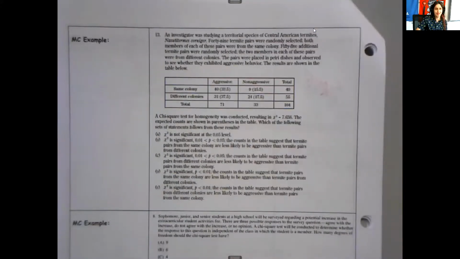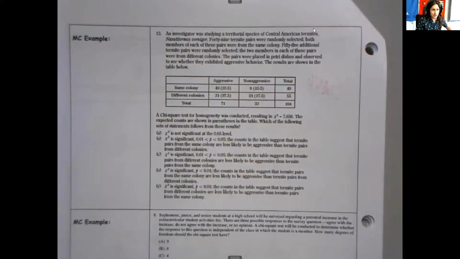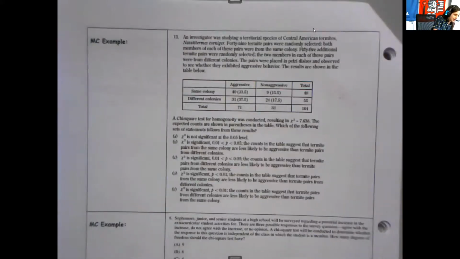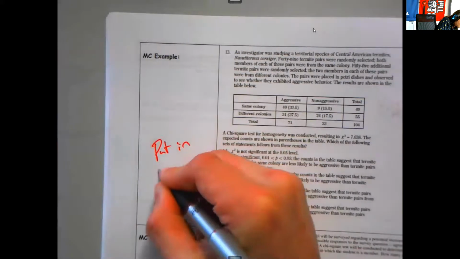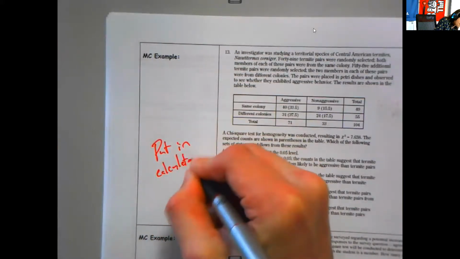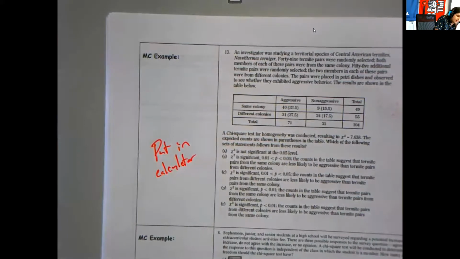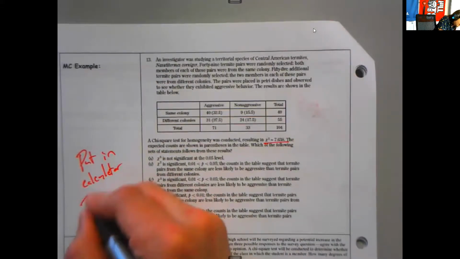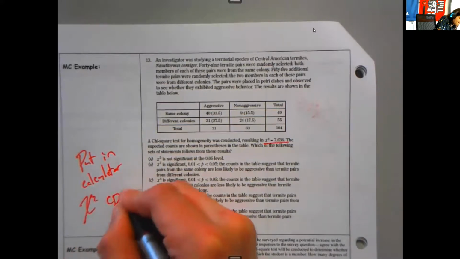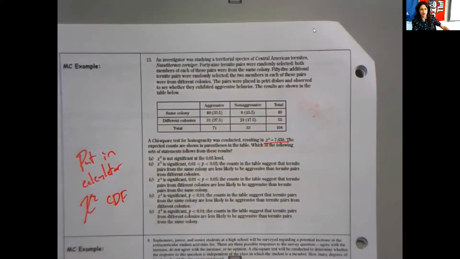I am not worried about those questions down below. Do look at the 3 multiple choice questions on the back and know that these are excellent examples. Part A is like draw a conclusion. Put it in your calculator, and it's going to give you a chi-square statistic. And I'm going to have you use the chi-square CDF. I'll let you figure that one out on your own. But the next 2 I do want to look at.